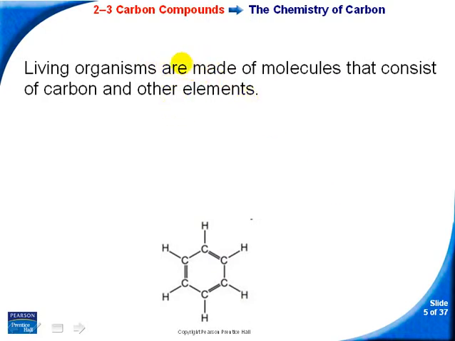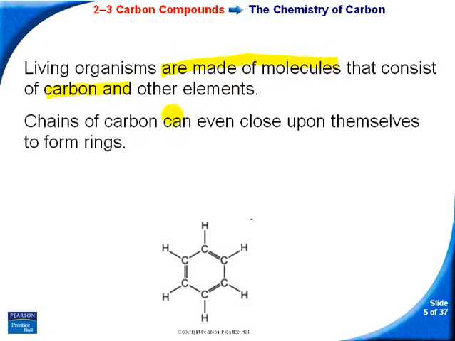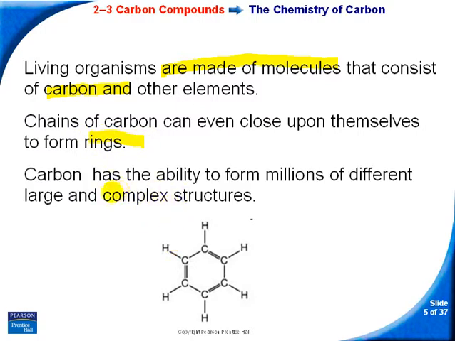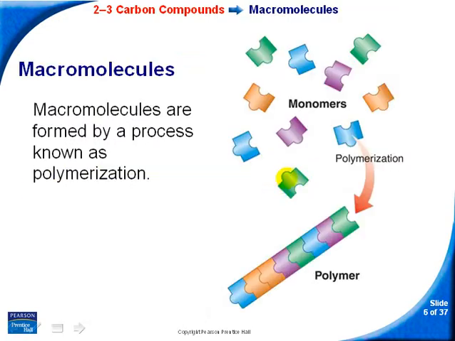So living organisms are made of molecules that consist of carbon and other elements, and they even can make rings here, and here's a ring you can see right there of carbon. So the point is that it can make large and complex structures, and there's millions of different ones that it can do.